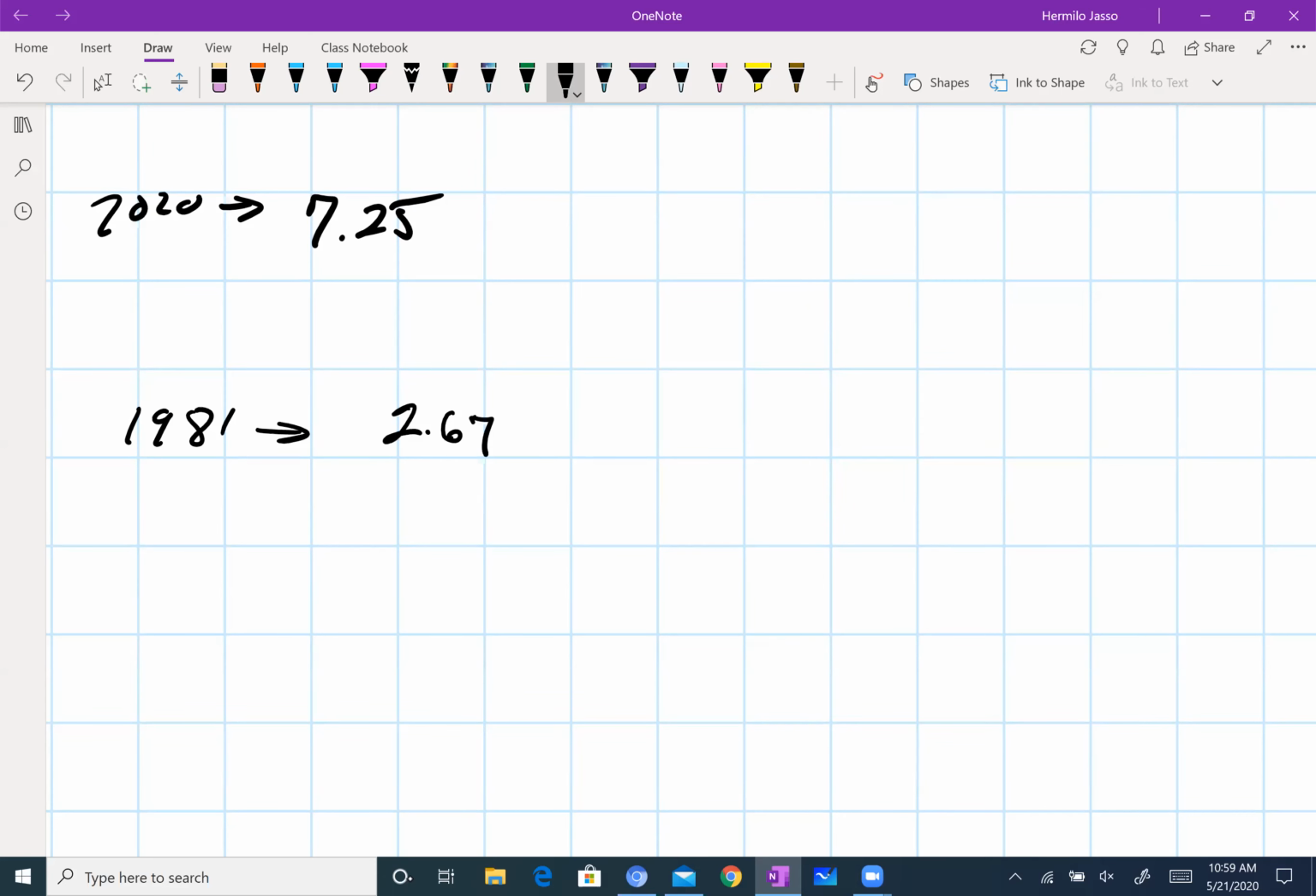Okay, $267. So by looking at this, a college student in 2020 is making almost 3 times as much as I was making in 1981. So he's 3 times better. The question is, is he?